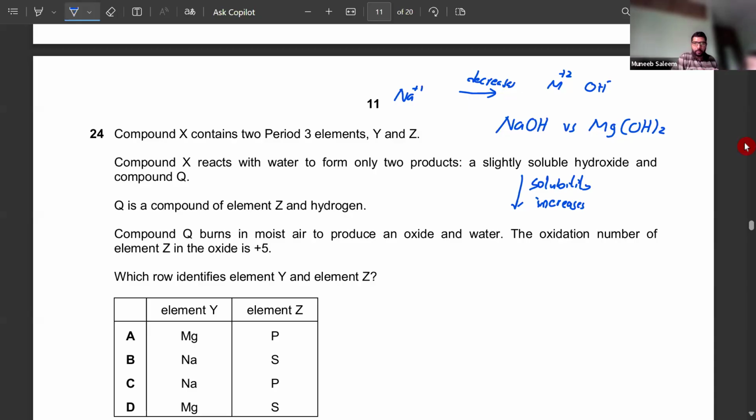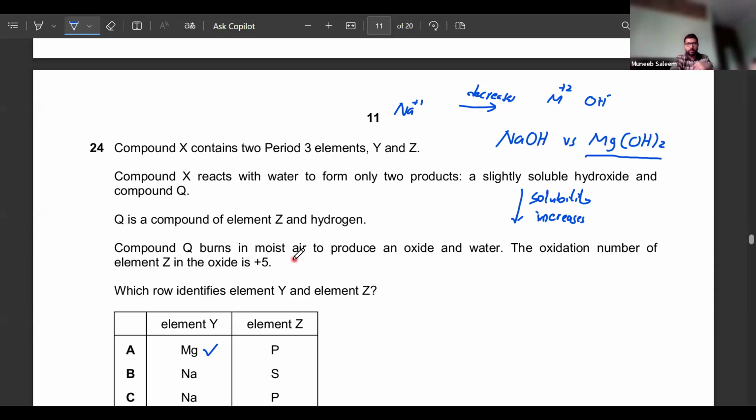So being present almost on the top of the group, the magnesium has less solubility in its hydroxide form. So we can judge from here that the element Y will be magnesium. Now that is identified, we move on to the next part that says Q is a compound in which we have the element Z, and element Z is the other element that we have to identify.